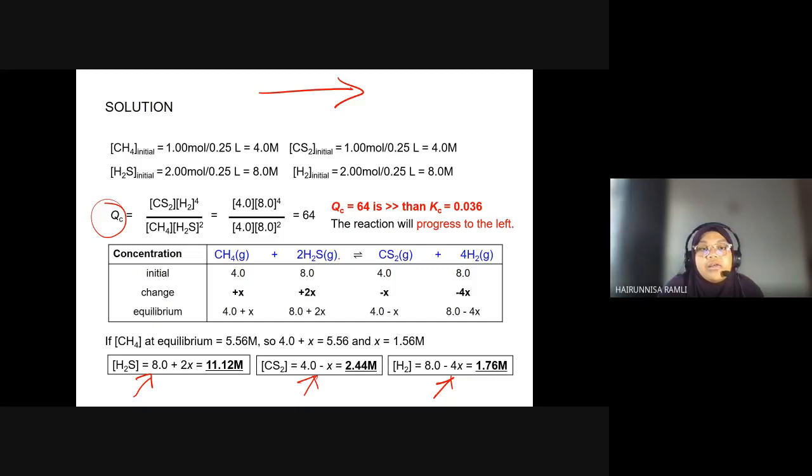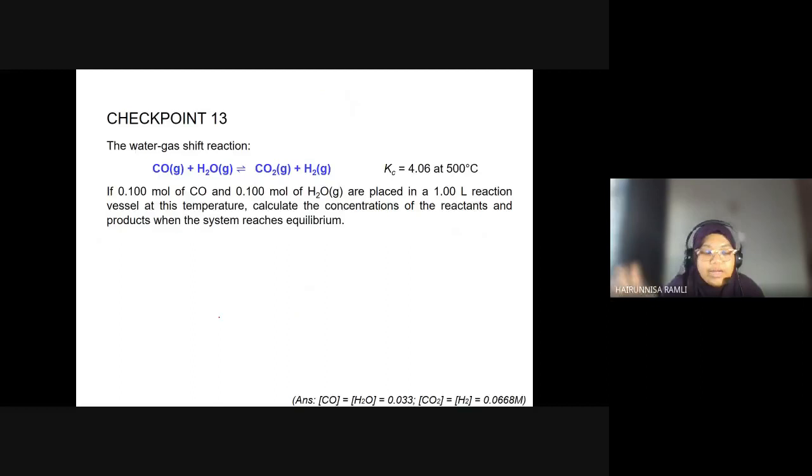Sebab kalau yang you buat X sini, you buat ni negatif 2X, of course jawapan semua salah. Larilah kan, tu tak jadi terbalik. Okay, boleh eh? Clear eh? Cuba jawab checkpoint ni. 13. Oh, tak sempat lah suruh buat semua. Tak apa, buat 13 dulu.